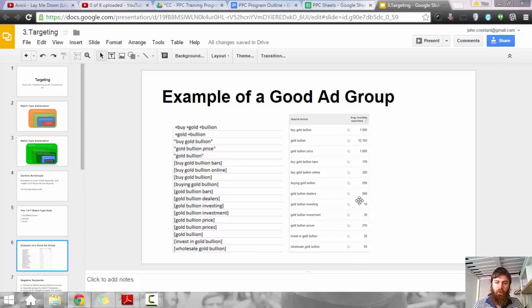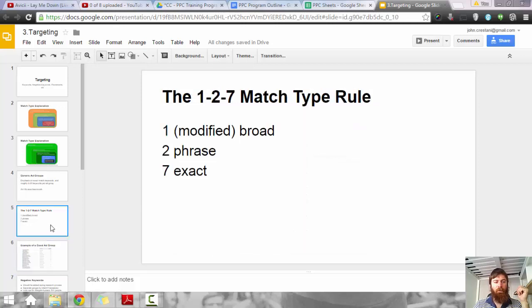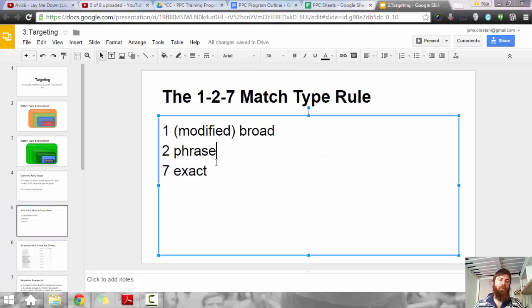Notice how these are not as popular terms, but I'm still capturing them by having them in an exact match. But I still have those same terms, such as gold bullion. I have that in modified broad, phrase, and exact match, because it's that important. That's our root keyword. Unmodified, 2 phrase around the root, etc.